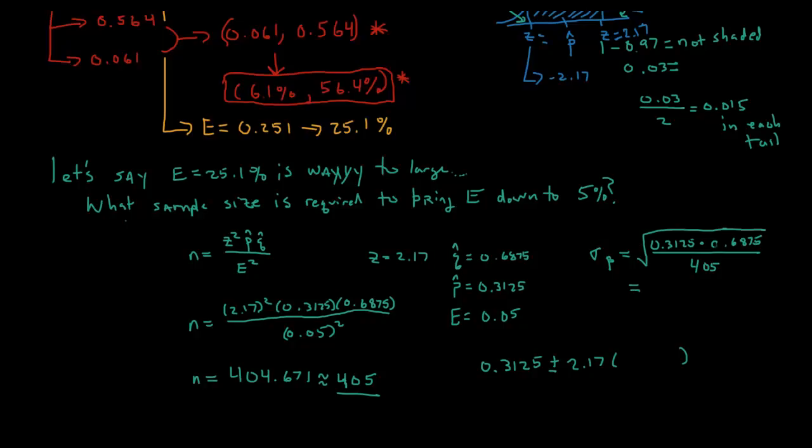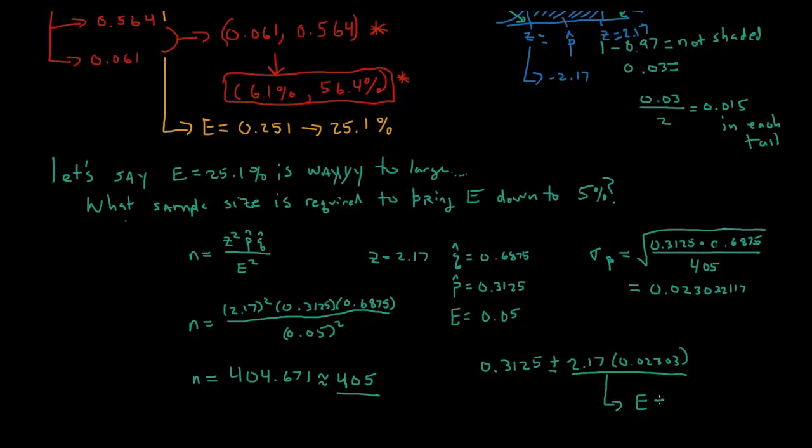Okay, so let's see what our standard deviation equals. So it's 0.3125 times 0.6875 divided by 405, and then taking the square root of the answer. And so now our standard deviation is 0.0230321107. Okay, we don't actually need all those decimals. Let's round to 0.02303. Now, let's see what E equals here, because I told you that E should equal 5%, 0.05.